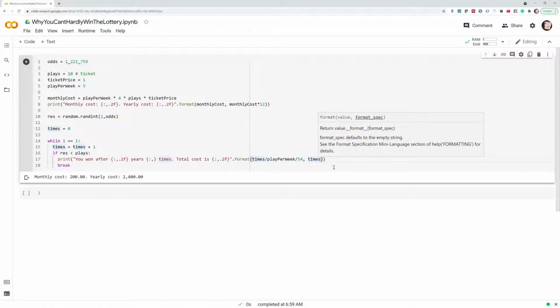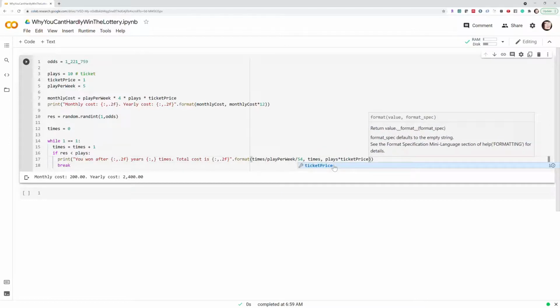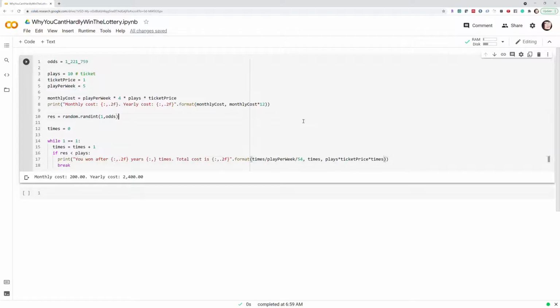So here we have times, and the last one, the total cost, is going to be the place multiplied by ticket price, meaning every single time you play, that's how much it's going to cost you. And then you're going to multiply by the times you play. Okay, that tells you how much. All right, anything else that we need here?